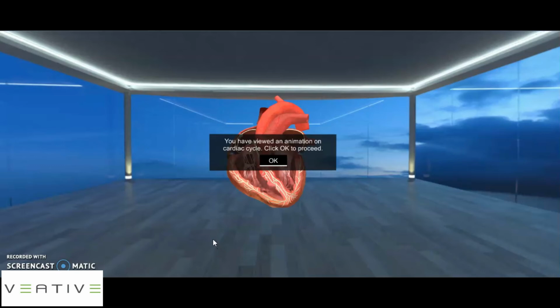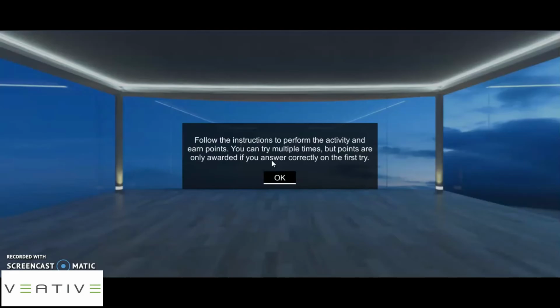So we are done with the animation of the cardiac cycle. Now we are going to the assessment. You have to follow the instructions to perform the activity and earn points. You can try multiple times, but points are only awarded if you answer correctly on the first try. Let us do it together.